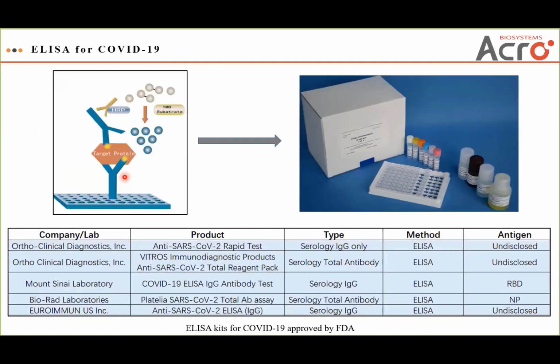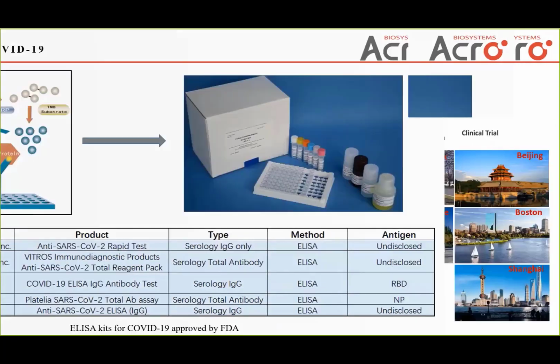ELISA employs a similar principle to chemiluminescence immunoassay, except that it uses an enzyme-labeled antibody or antigen. The main advantage of chemiluminescence immunoassay and ELISA is the higher sensitivity compared with colloidal gold immunoassay, but they usually need around 1 hour to get the result and require instruments or labs to perform the test.